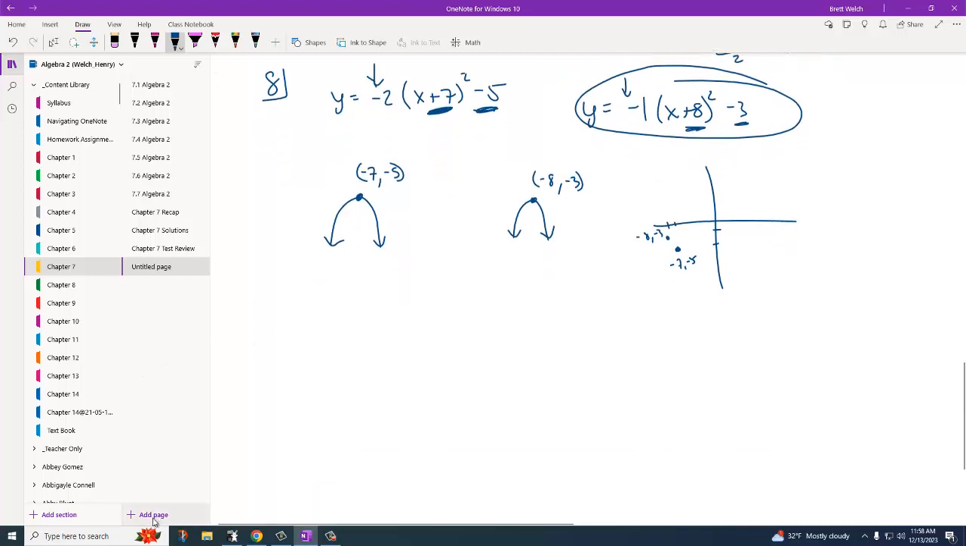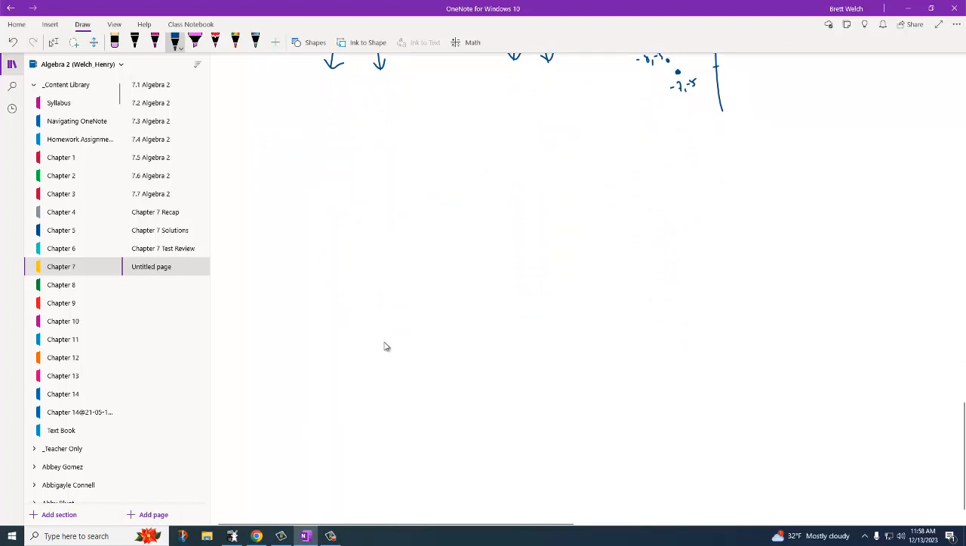Staying with this idea of working with a vertex. Question number 9. You have an equation: y equals x plus 4 quantity squared plus 5. It says thinking of the vertex, so let's start by identifying the vertex. The vertex is the opposite of what's grouped with x, which would be -4, and then whatever number is added at the end, 5.